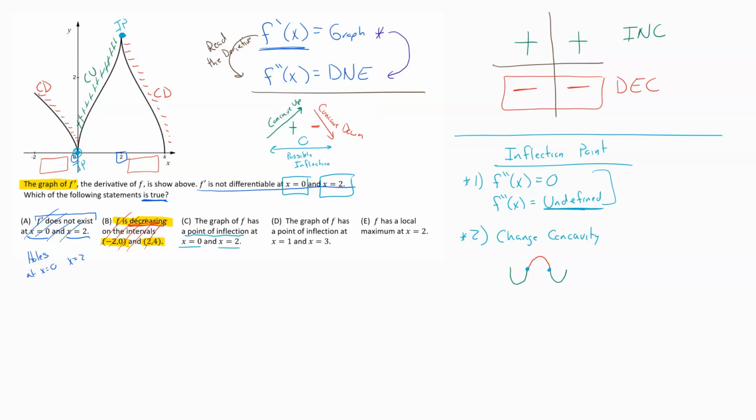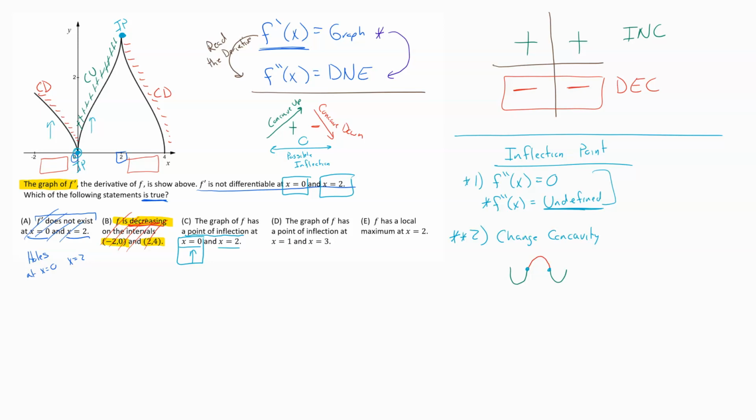So looking at the two places they care about, at x equals 0, we have that it is undefined. And then to the left of it, it's concave down, and to the right of it, it's concave up. So then it also fits the second criteria, it's changing concavity. So that is a definite inflection point.